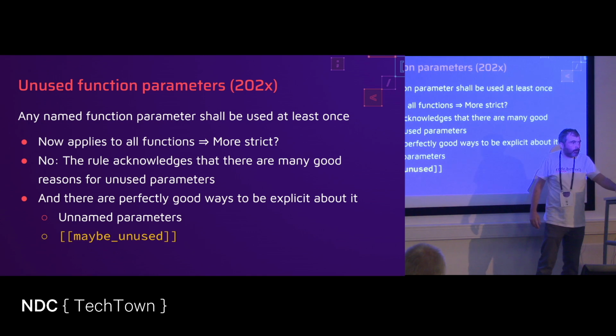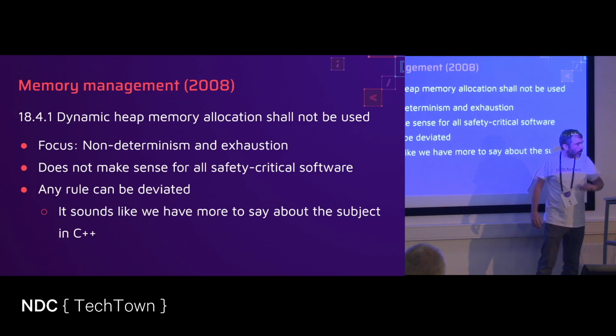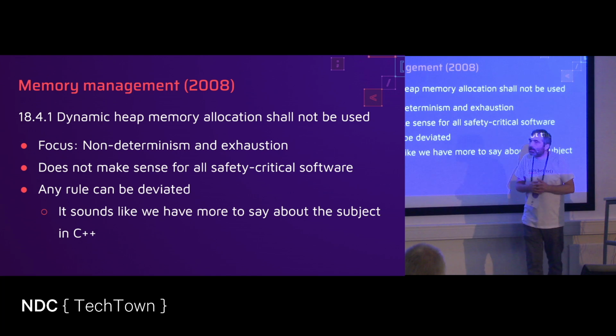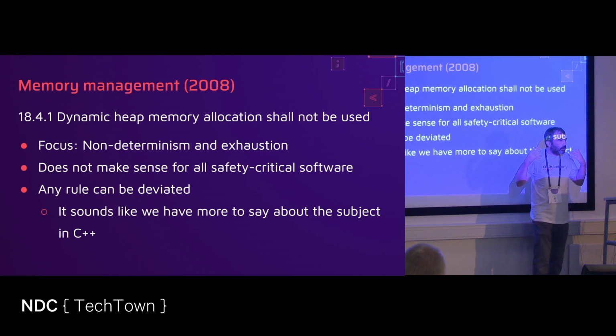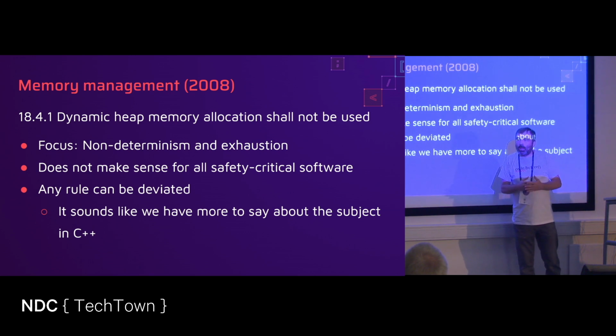Okay. Next rule. It's not just a rule, well, it was a rule, it's going to be a set of rules now about dynamic memory management. There was one rule in all MISRA which says dynamic heap memory allocation should not be used. And the focus of that was mostly that safety critical software is very often embedded software where you want to have strict limits for how long it takes to perform an operation.